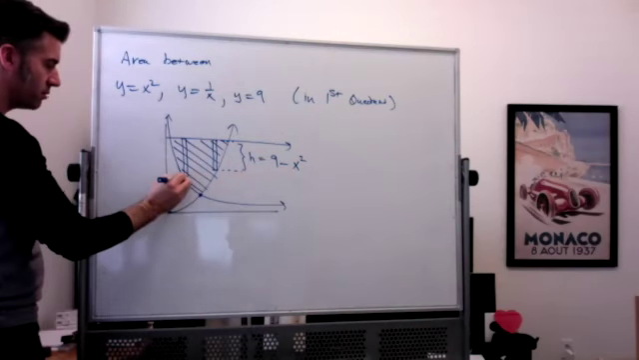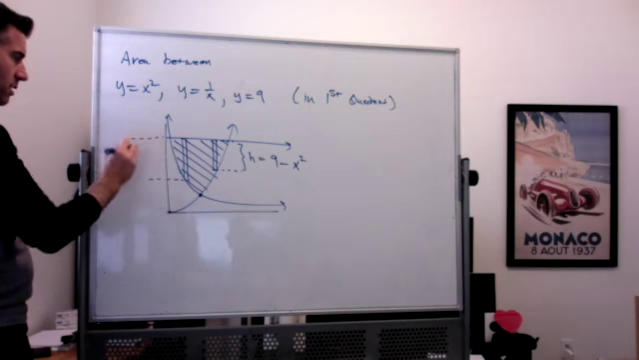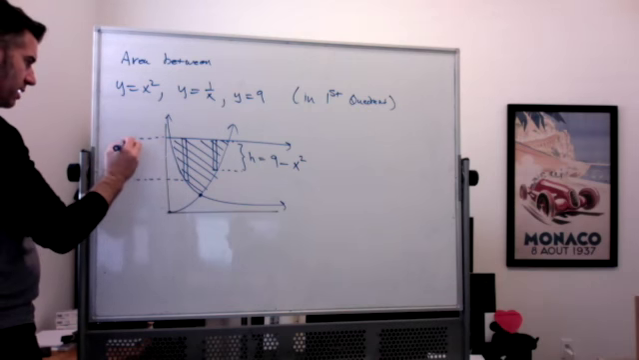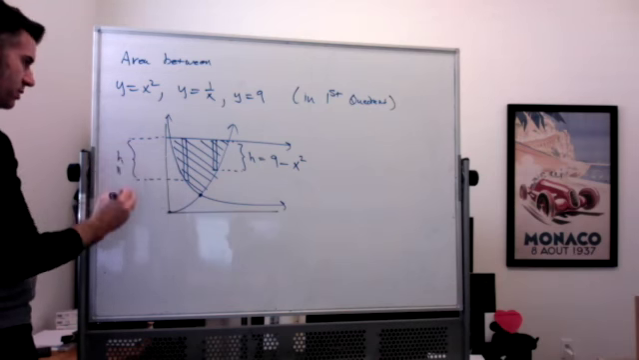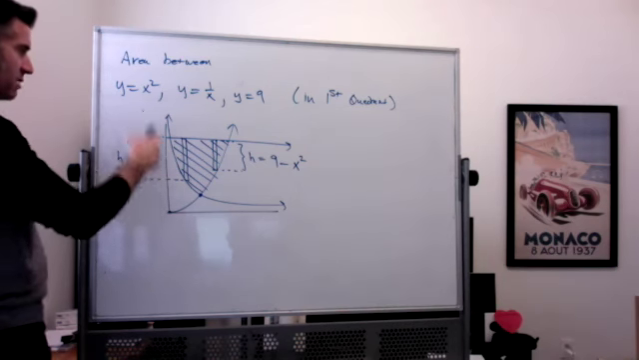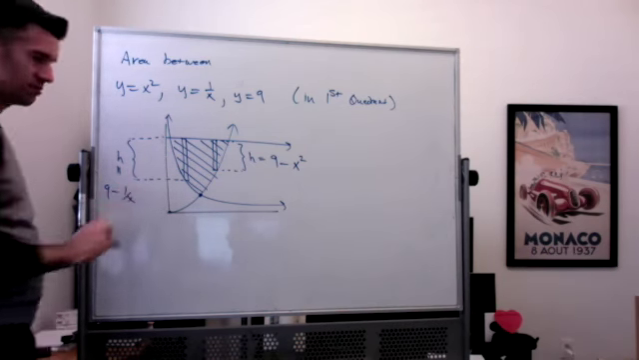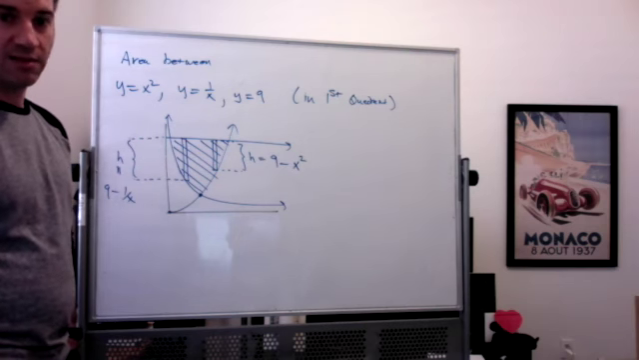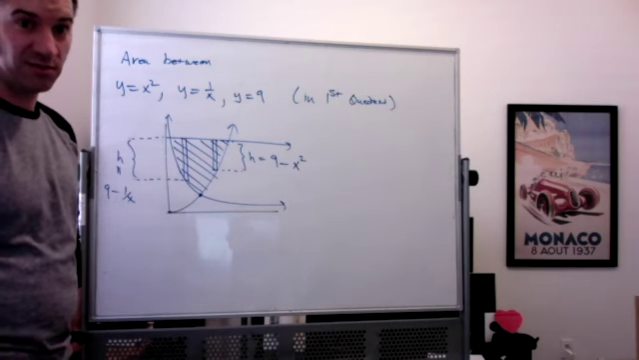Whereas here, the height of the rectangle is equal to the top function 9 minus the bottom function, which is 1 over x. That means we have to do two integrals.